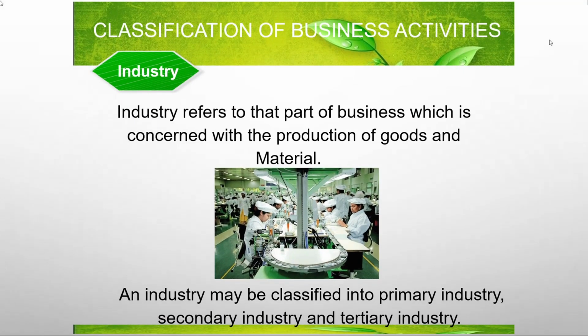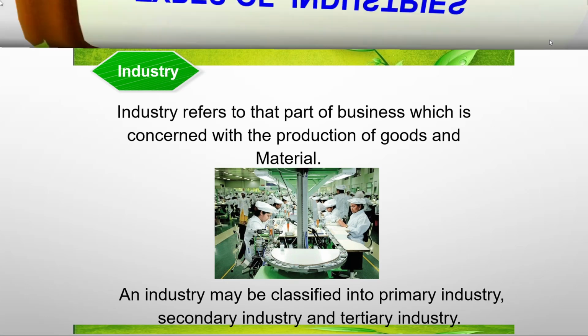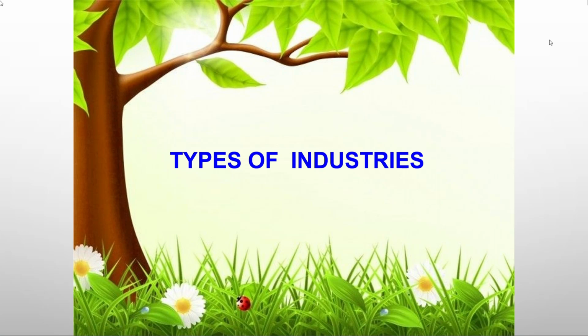Now, let us look into the word industry and see how we define it. Dear students, industry refers to that part of business which is concerned with the production of goods and material. An industry may be classified into primary industry, secondary industry, and tertiary industry. Let us talk about the types of industries in detail.